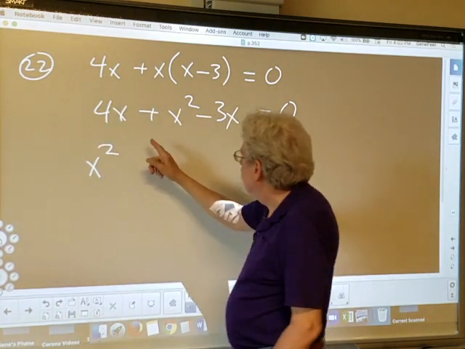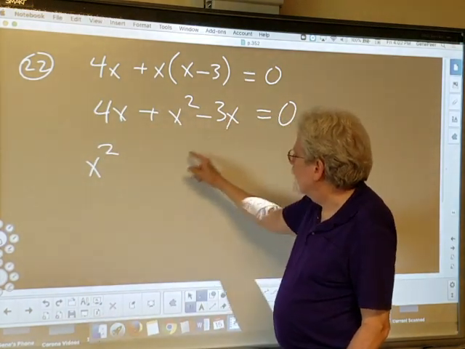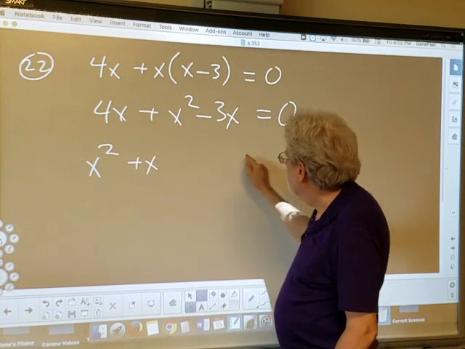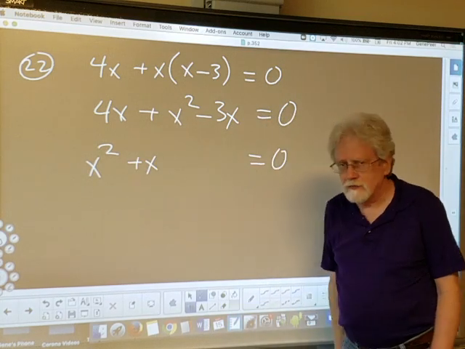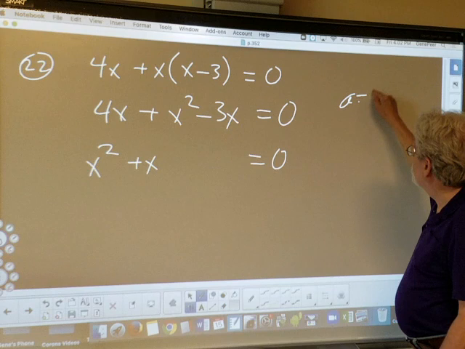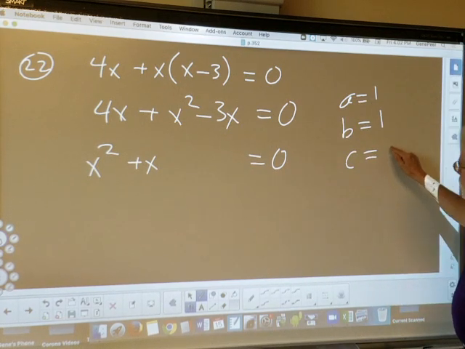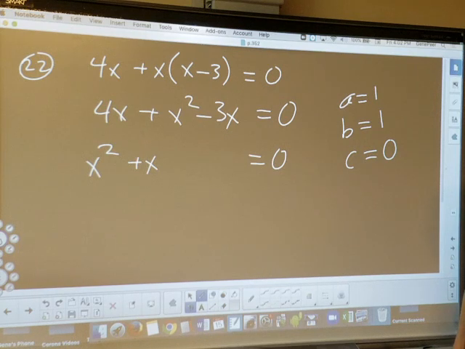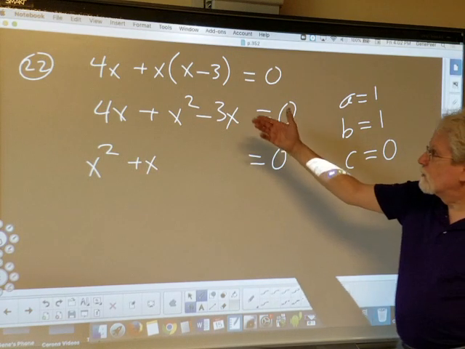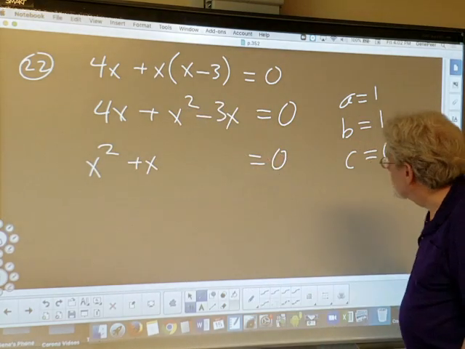So we have what? X squared. Now let's add our 4x and minus 3x. It's going to be a plus x equals 0. There's no c. So a is 1, b is 1, and c is, lo and behold, 0. Don't let that throw you. Now I'm hoping I copied it from the book correctly. I'm not going to bother checking.